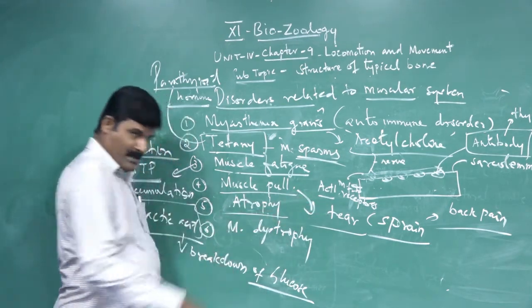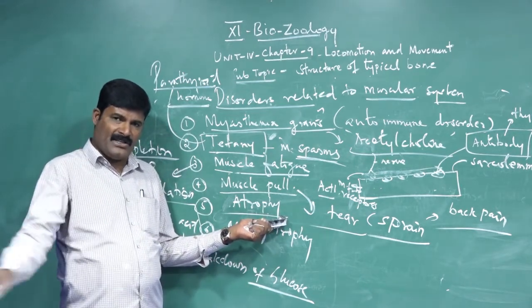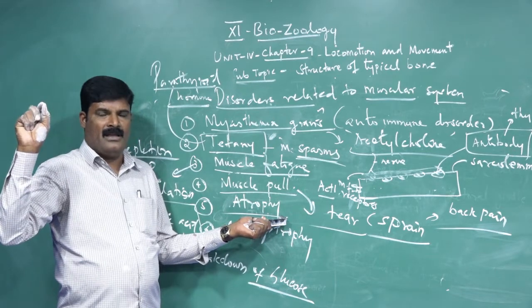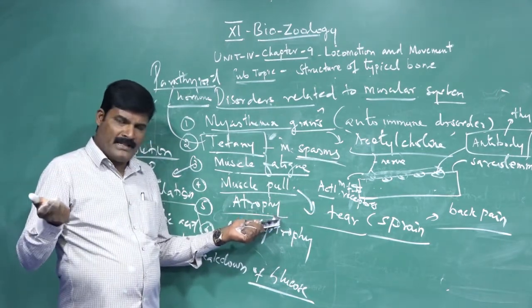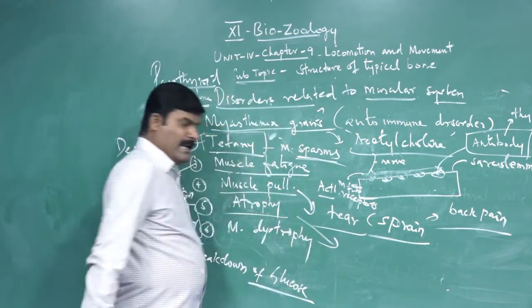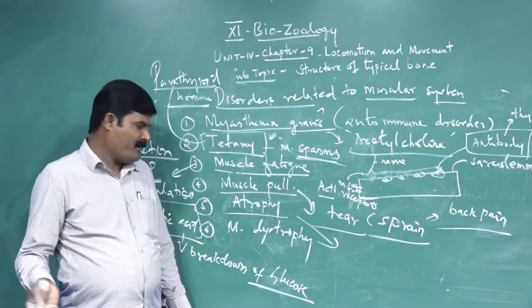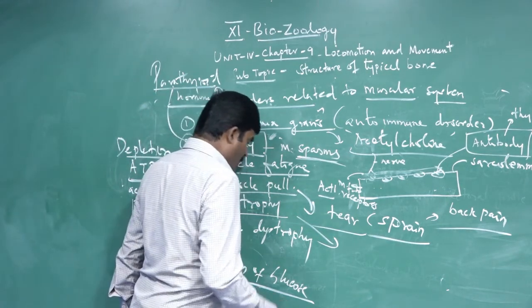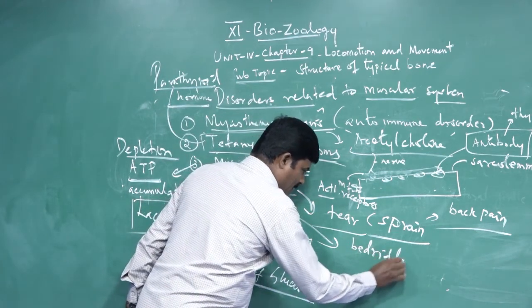What is called atrophy? Atrophy means degeneration or cessation of the muscle activity. The muscle is not working. Particularly it occurs in old age. So the atrophy condition normally occurs, an inability of the muscle to work in some persons. The atrophy condition is commonly found in bedridden persons.